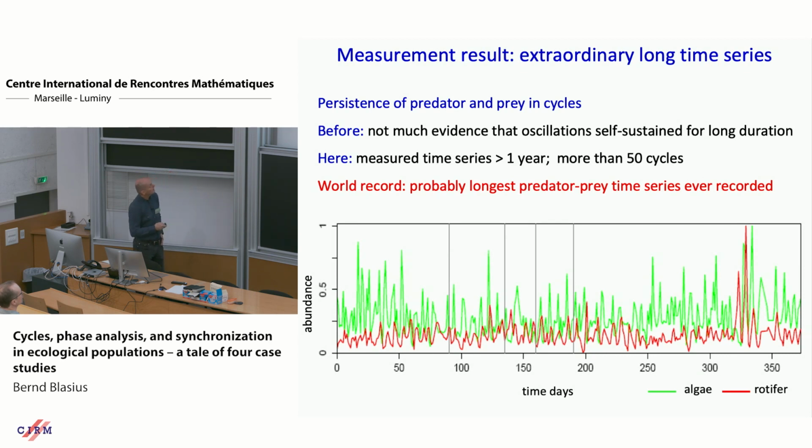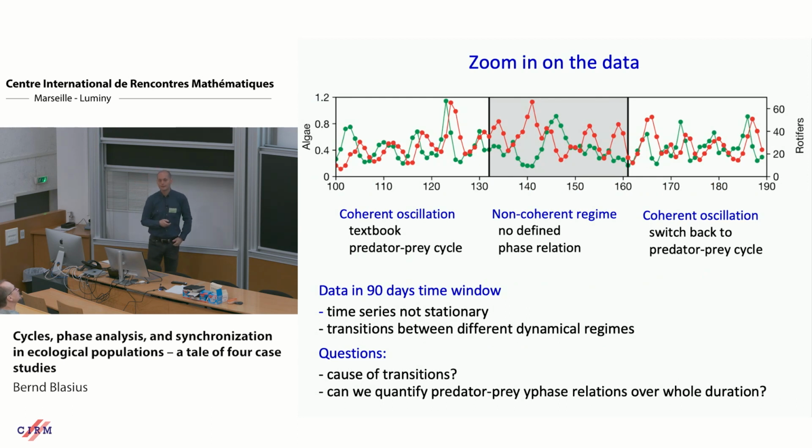And to give you an idea, here I separated the dynamics in a 90-day window where you can clearly see what's happening. For example, here we have a phase of 4 cycles, and that's a textbook predator-prey system. Of course, there is some trend, it's still a living system, but you have this wonderful quarter period delay of the predator after the prey, a textbook thing.